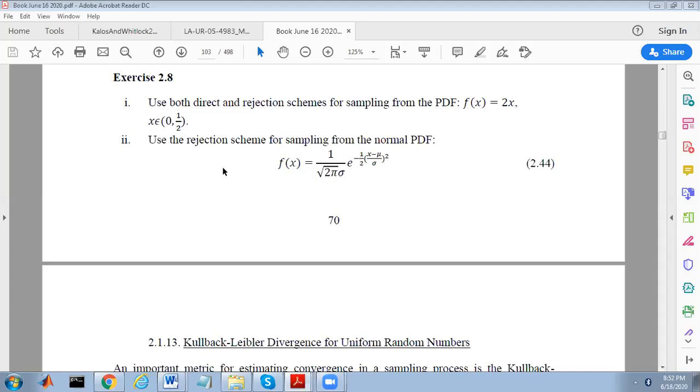So it's a normal distribution function. You can see that there's a standard deviation, there's a mean, and there's a constant. For this, you could use the rejection scheme. You could put a bounding box around it, and you can do it. If you don't want to do it, then you can search the net.